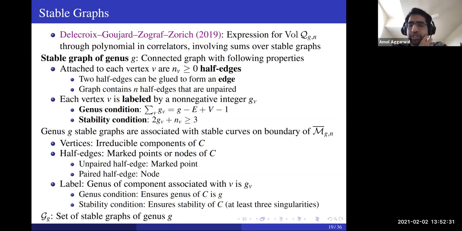These genus g stable graphs are associated with stable curves on the boundary of M_{g,n}. The vertices correspond to irreducible components of the stable curve. The half edges correspond to either marked points or nodes of the curve: an unpaired half edge is a marked point, and a paired half edge, which is really an edge, is a node. And the label g of v corresponds to the genus of the irreducible component associated with v. The genus condition tells me that the genus of the whole curve is equal to g. And the stability condition is the stability of the degeneration, the stability of the stable curve. We'll let G of g denote the set of stable graphs of genus g.